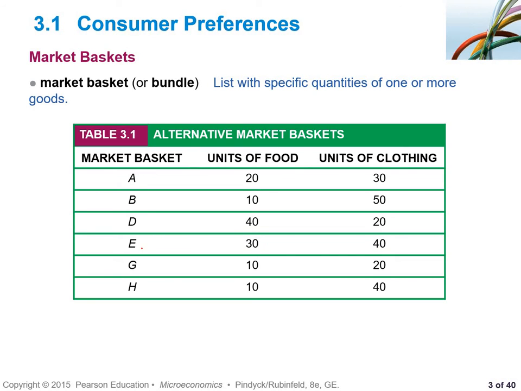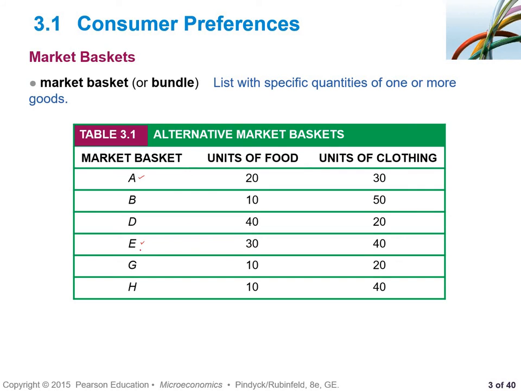तो यहाँ पर तो हम आंखें बंद करके कह सकते हैं कि if a consumer wants to choose between A and E, ठीक है, he will be choosing E. Why? Because there are 10 more units of food, ठीक है, 30 units हैं, और 10 more units of clothing, which is 40. ठीक है, so in choosing between A and E, we certainly know that the consumer will be choosing E. E को choose करेगा. Why? Because more is better than less.